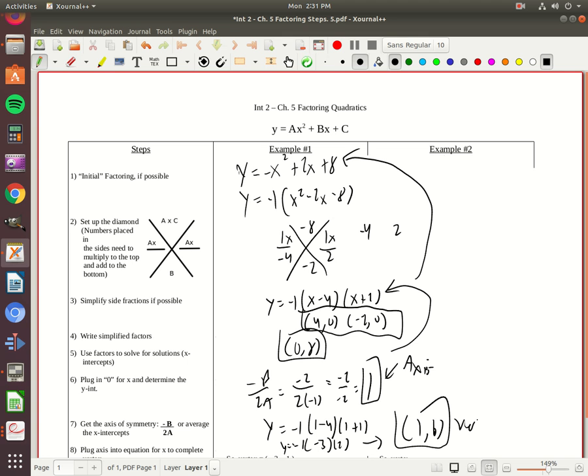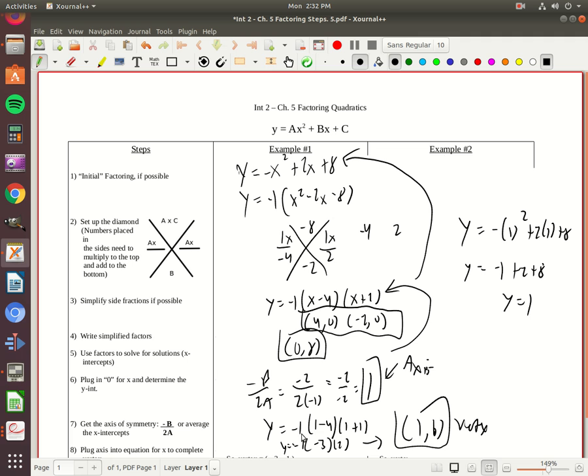I'm sorry, as my vertex. And again, if I plugged it in up here, you can see I get -1 plus 2 plus 8, and I get 9.